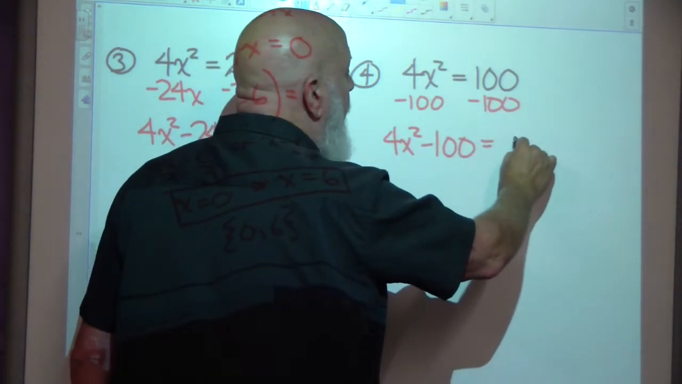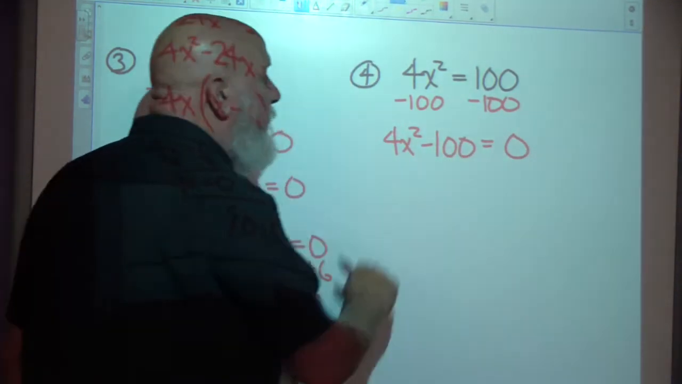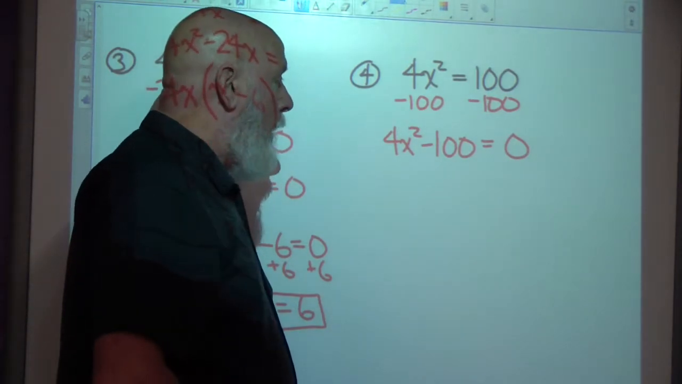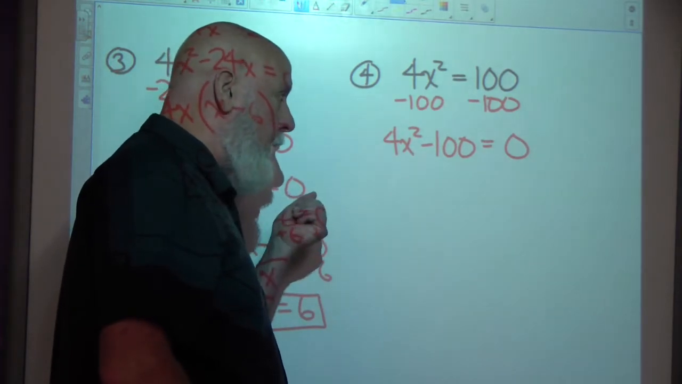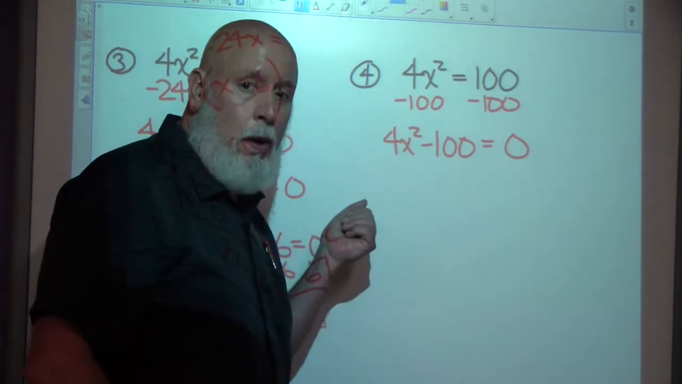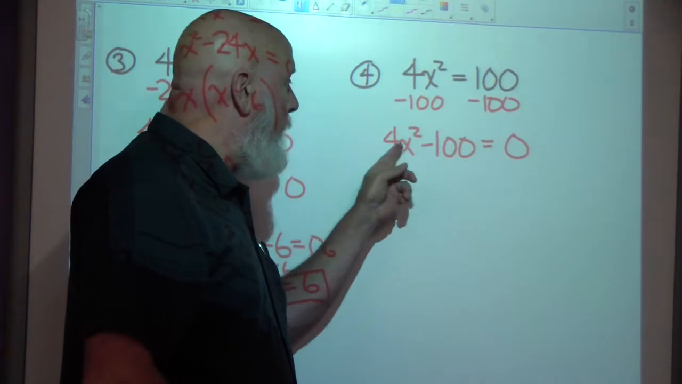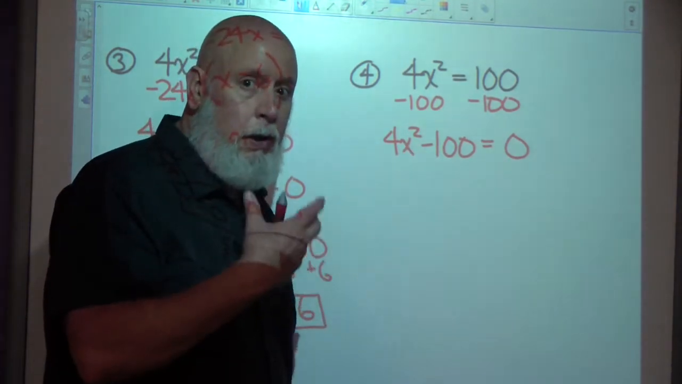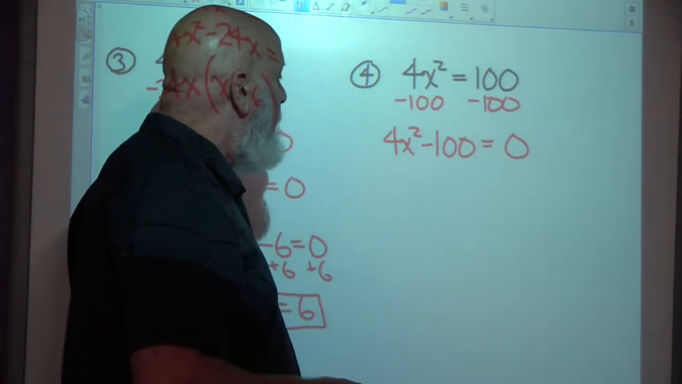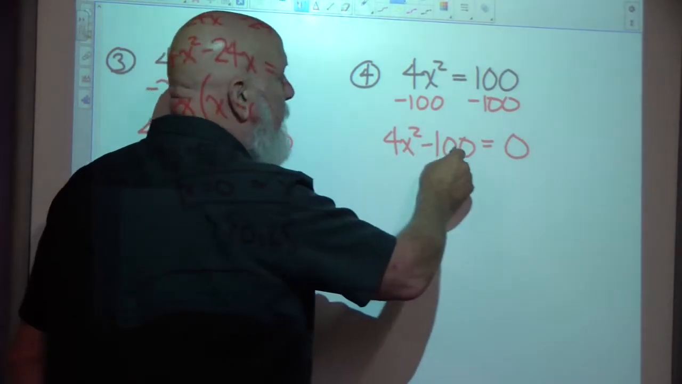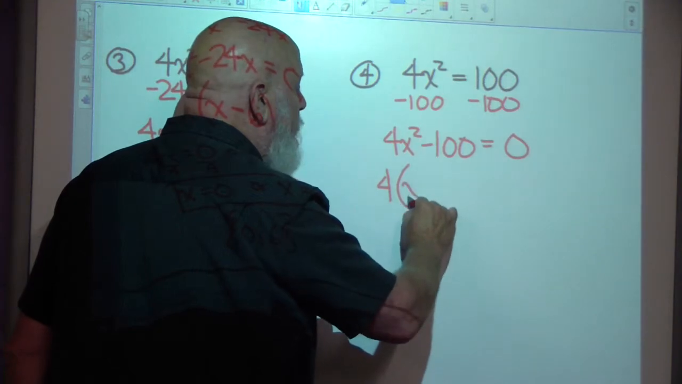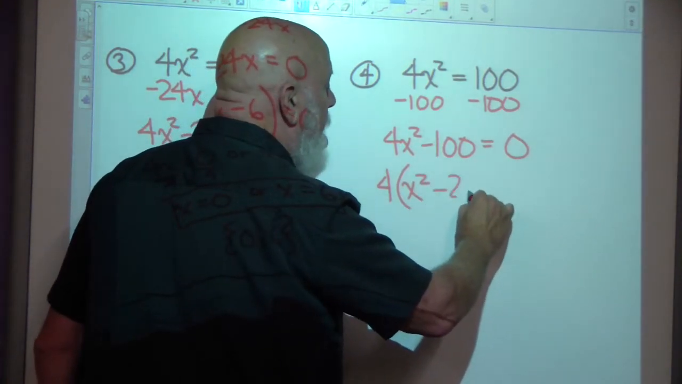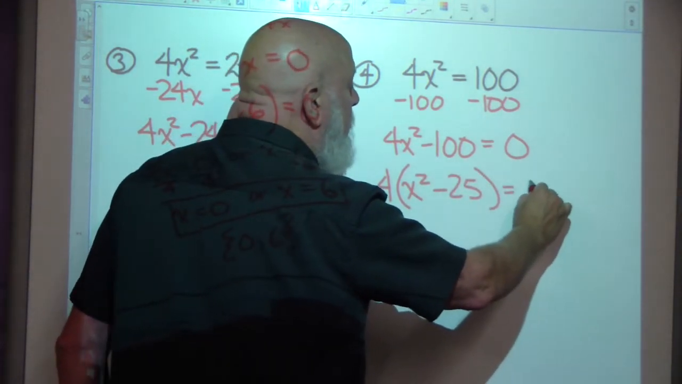I notice that that is a difference of two perfect squares. Somebody else might say, hey, these both have a factor of 4, and pull that out. And that would work. You'd have 4 times x squared minus 25, which is still a difference of squares. So that's what I'm going to do. Somebody might see this and go, okay, I'm factoring out a 4. X squared minus 25 is equal to 0.